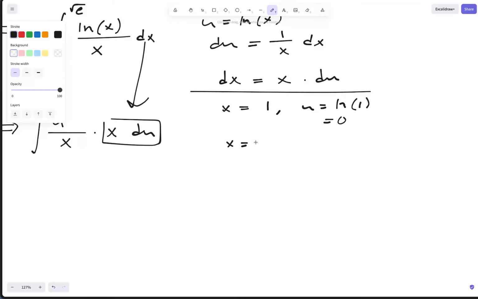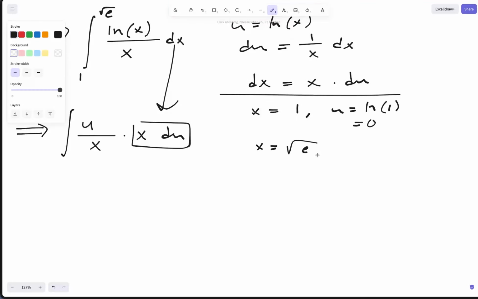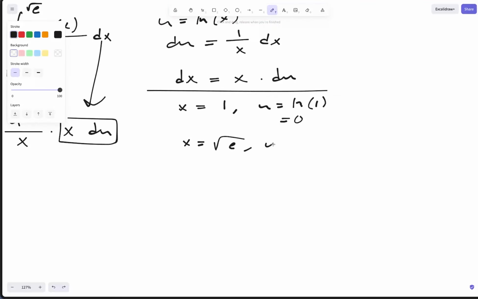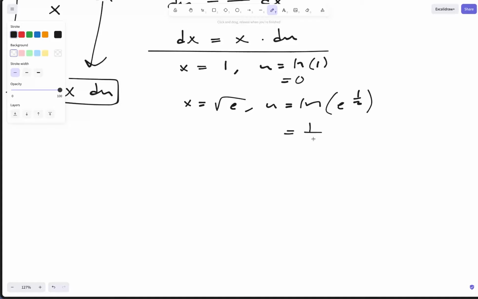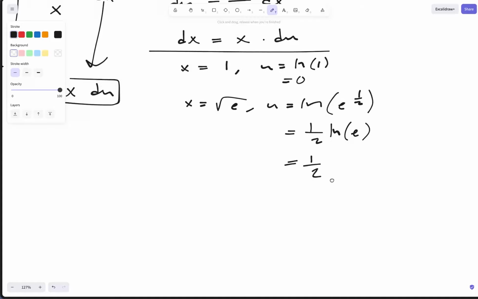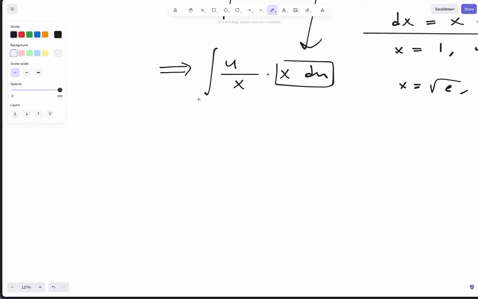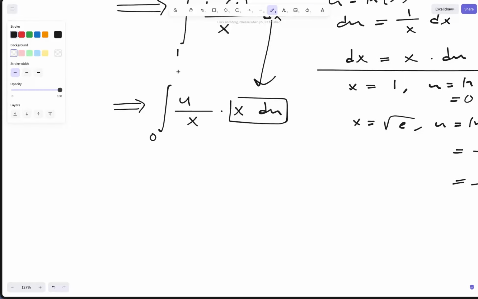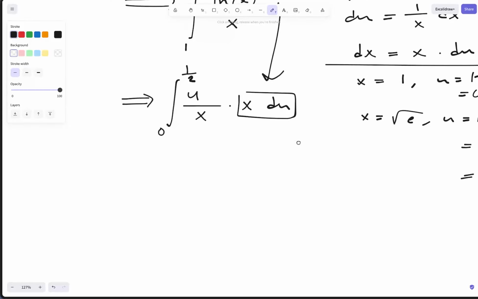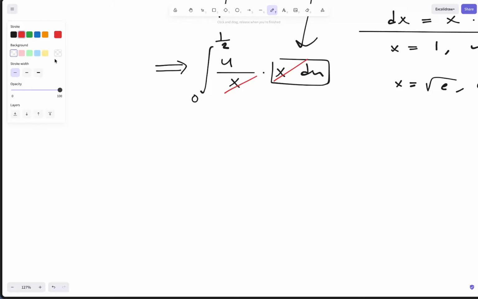And when x is equal to the square root of e, we're going to use the same exponent trick here, and u is going to be the natural log of e to the 1/2, because we can rewrite the square root, and then this will be 1/2 natural log of e, which is just equal to 1/2. And so our bounds are going to be 0 and 1/2 respectively. And what we can then further do is just cancel this out once again. And notice how elegant this integral has become. It's literally just the power rule for a variable.